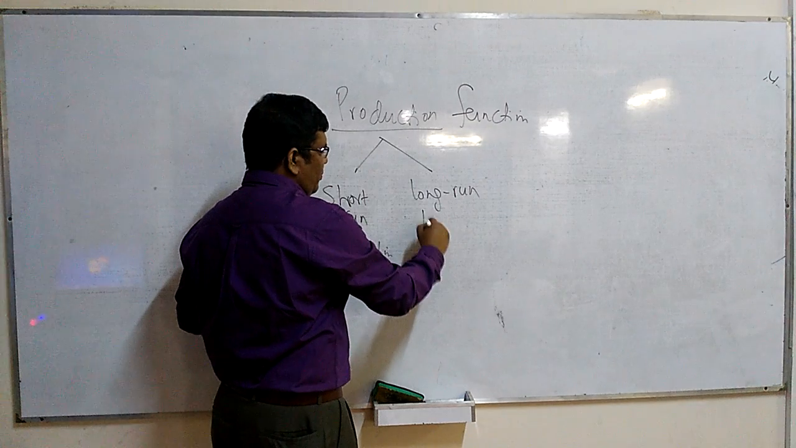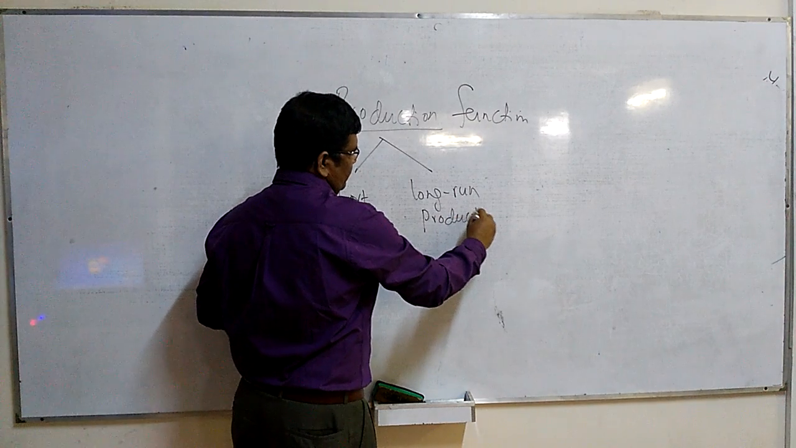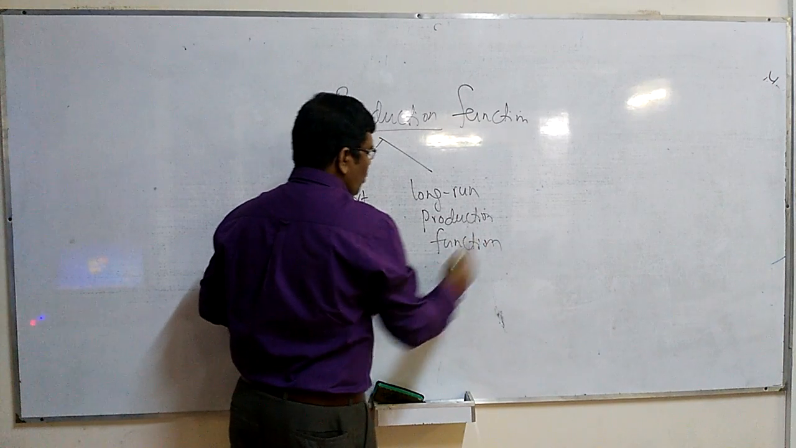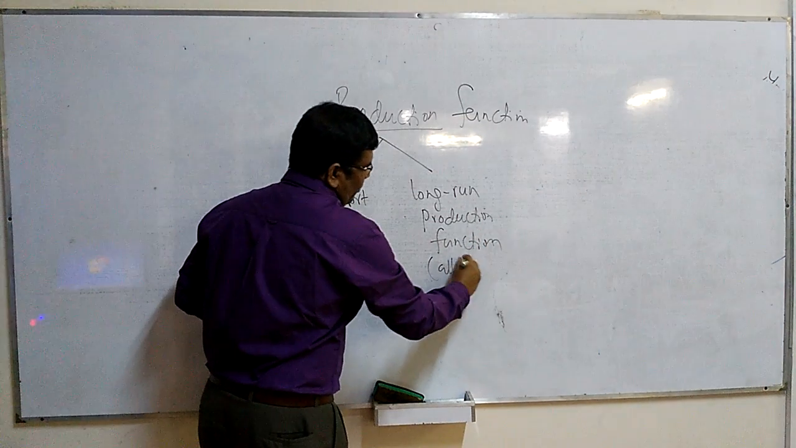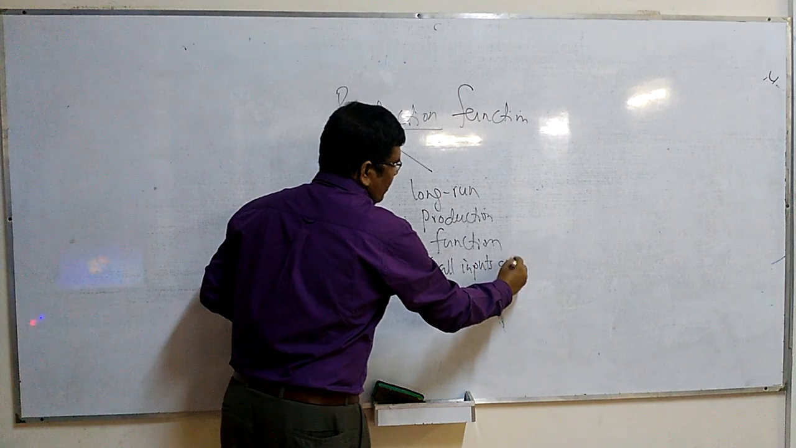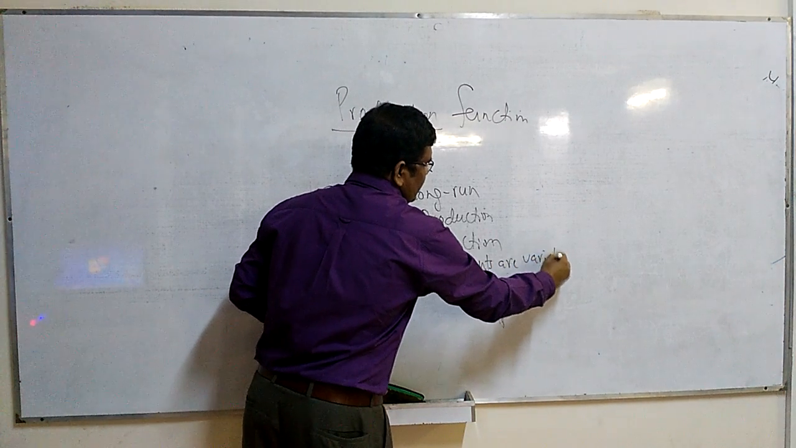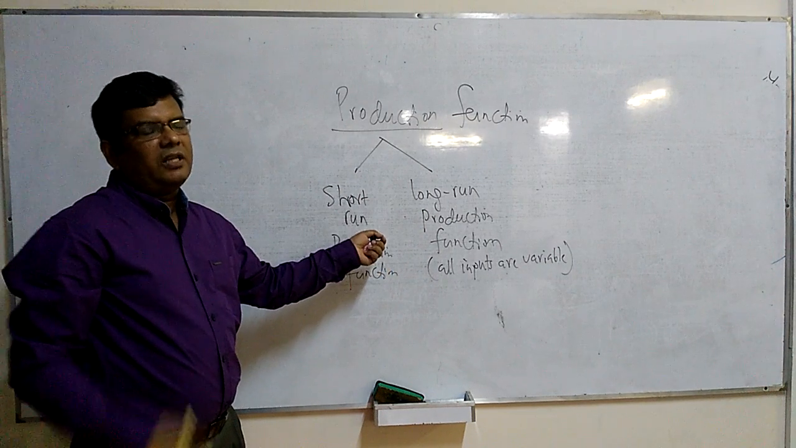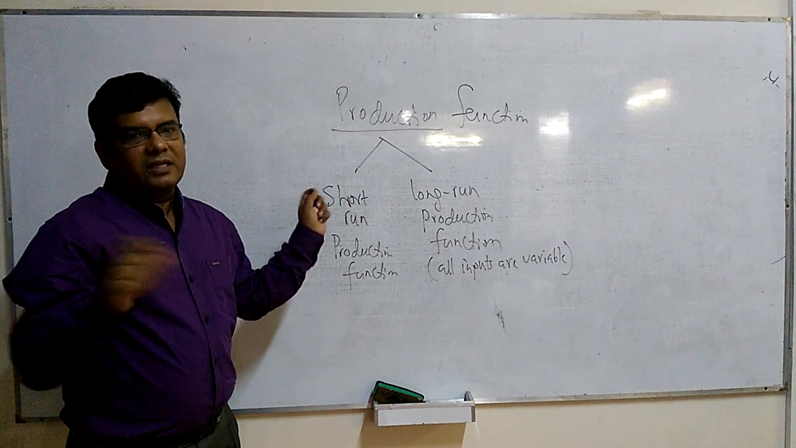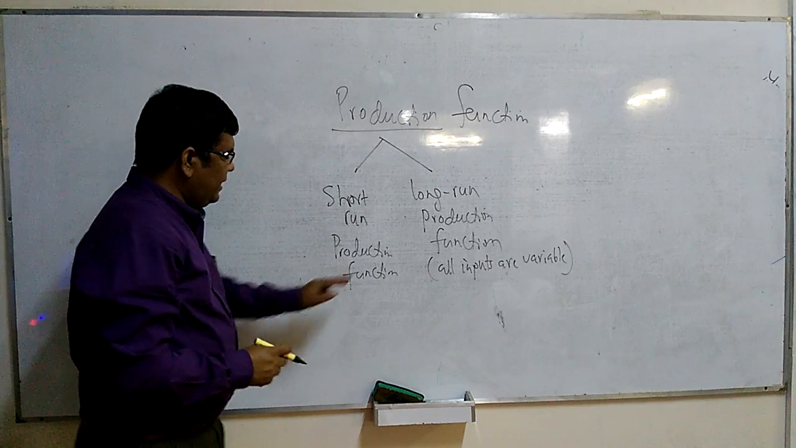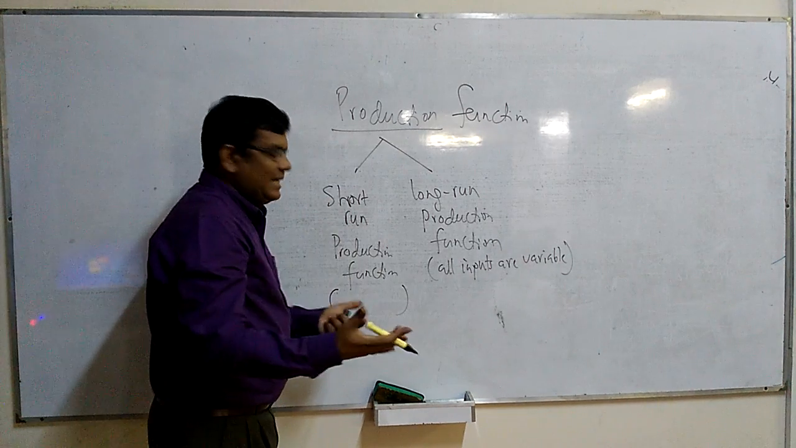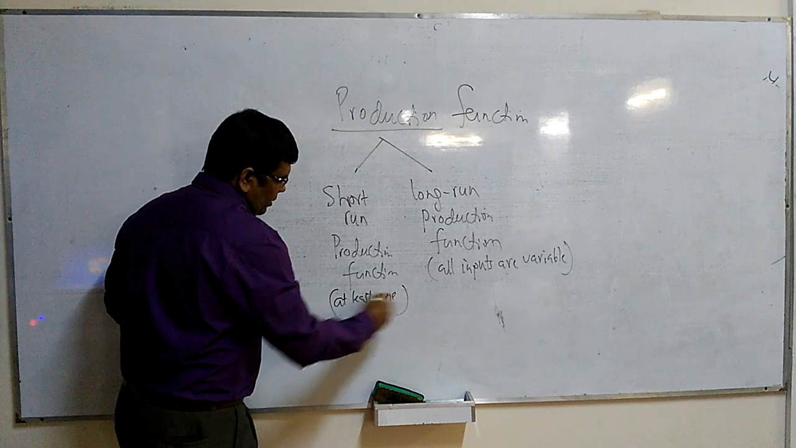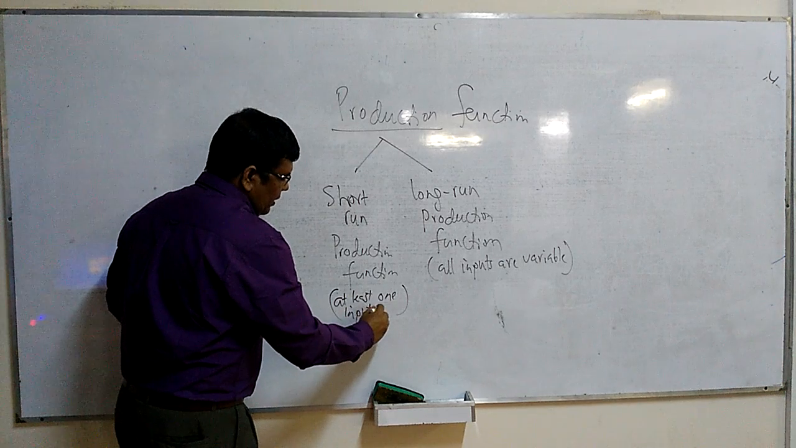And we had the long run production function, where all inputs are variable. That means there is no fixed input. So all the inputs are variable. All the inputs can change, at least once. Whereas in the short run, at least one input is fixed.